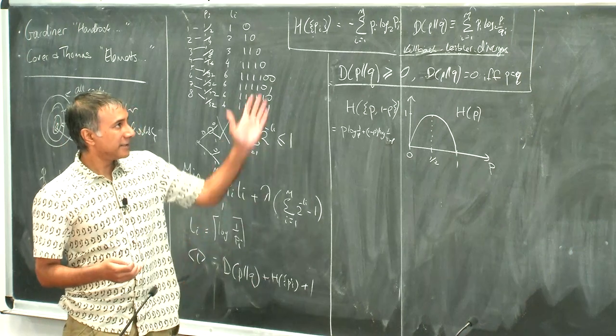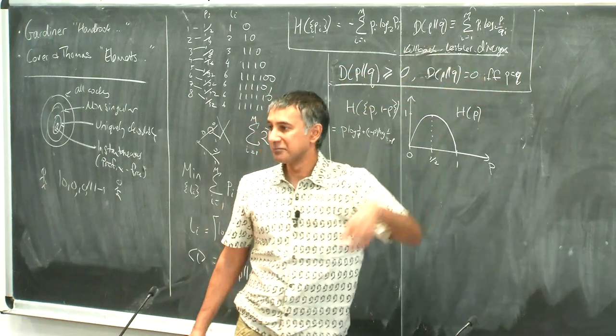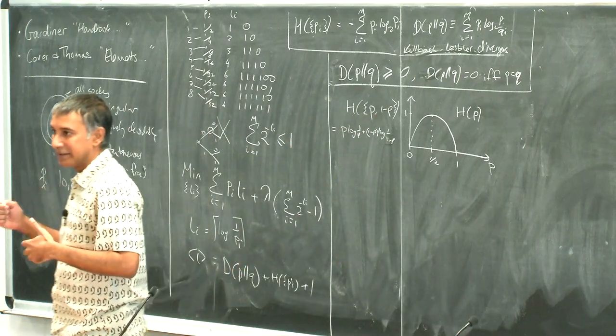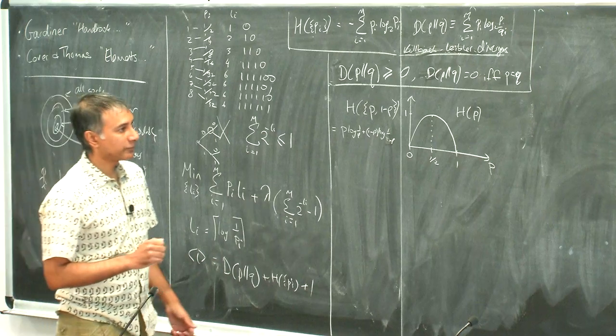But it's sort of easy to see, right? P and Q means that P comes here, and then you get P over Q. The first one is the important one. The first one is the one against which the average is being taken.